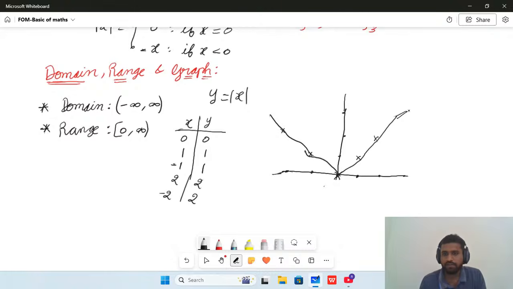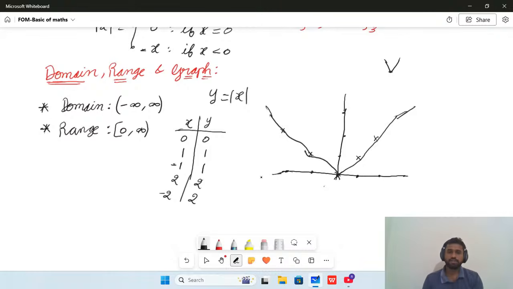So what is the graph of this modulus function? It will be in the shape of a V-shaped graph. The graph will be in the form of a V shape. The vertex will be at the origin. Okay, this is the graph of this modulus function.